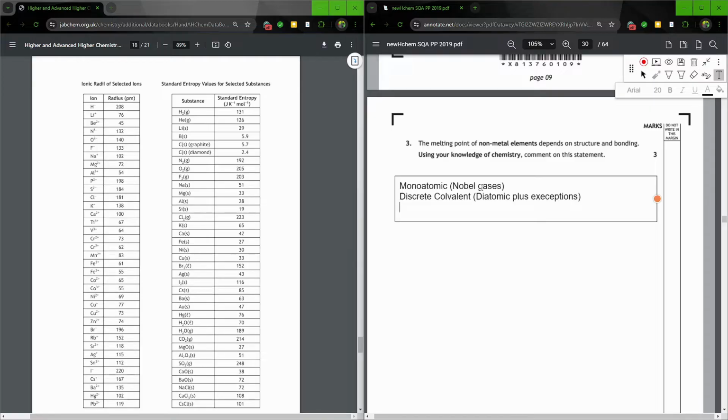Before I forget, we've also got giant network covalent, which is stuff like diamonds. Whenever you do these 3-mark questions, it's probably best to make a nice wee list of them. This is what you're going to talk about. I've made 3 things here, so if I do it in quite good detail, I'll easily get those 3 marks. So I'll just start blabbering on.